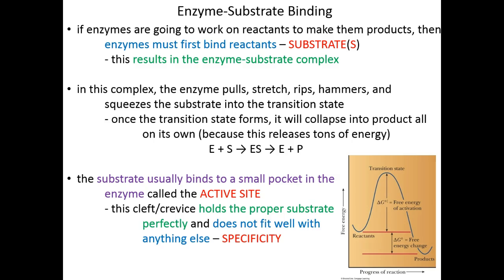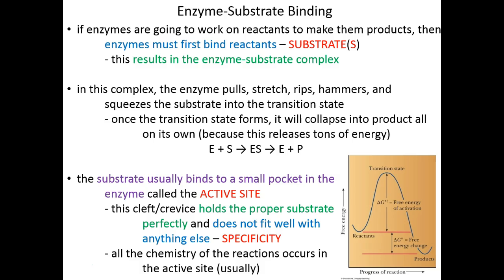It's where the work of the enzyme occurs. This is a cleft or crevice within the enzyme itself that holds the proper substrate in just the right orientation so that the catalysis can occur. Remember the idea of specificity. Nothing else can bind to that active site but the proper substrate, and this allows the enzyme to do its one job and its one job only.